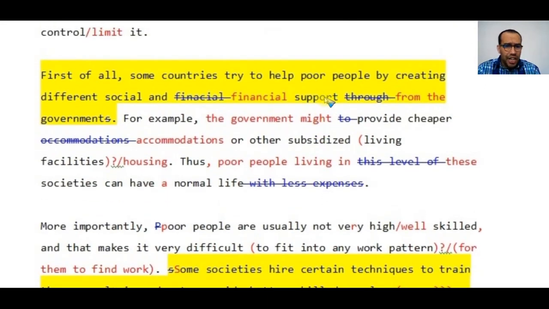Now let's move on to the second paragraph. Let's read the first sentence: "First of all, some countries try to help poor people by creating different social and financial support through the government." So what is at issue with this sentence is the following.